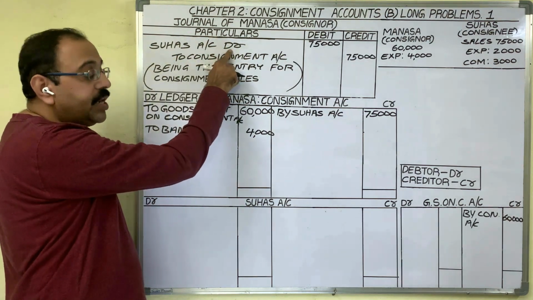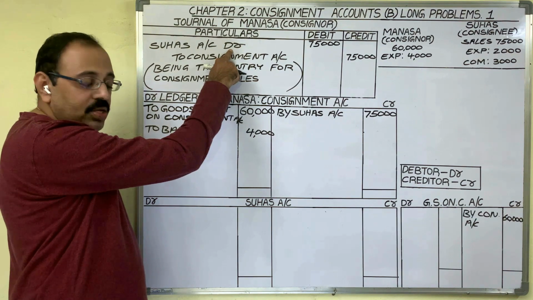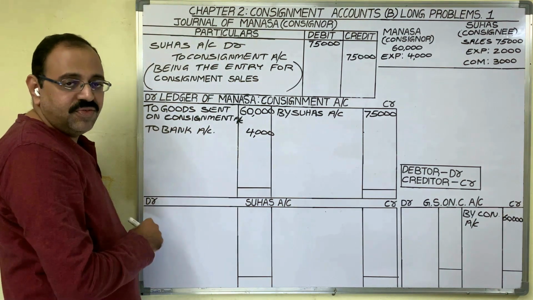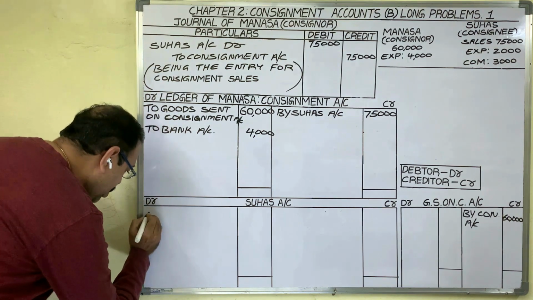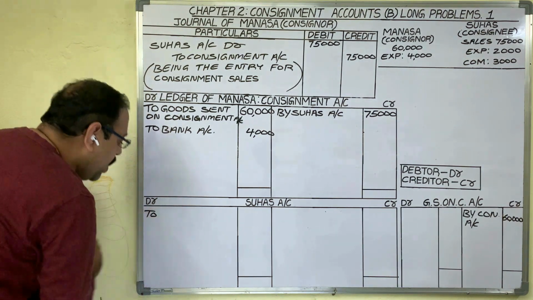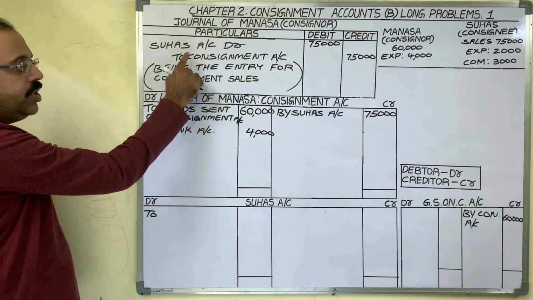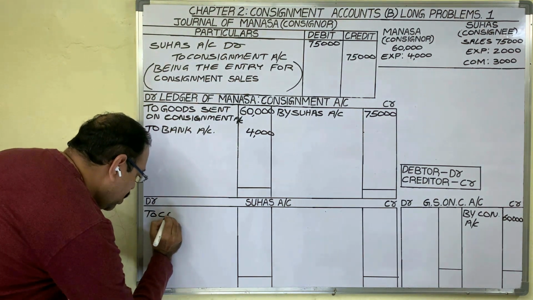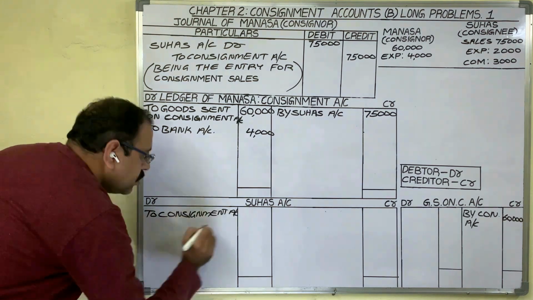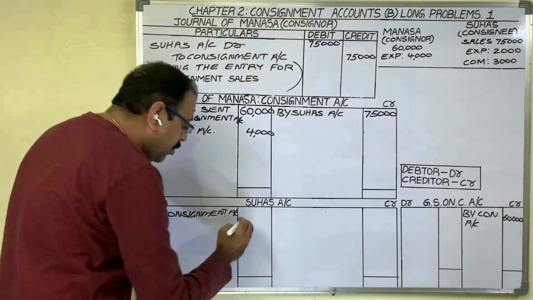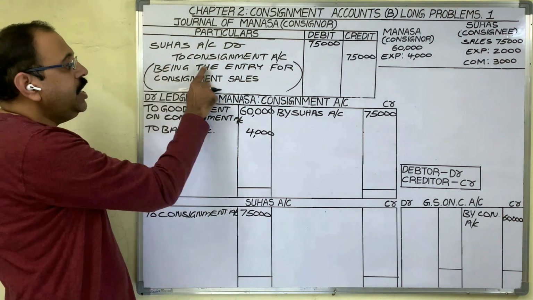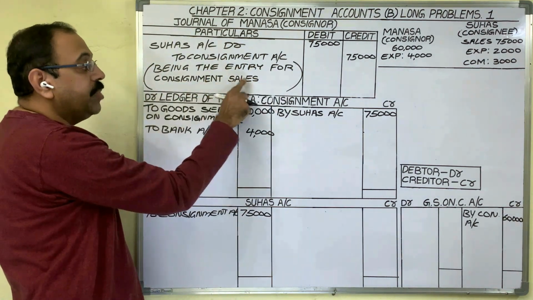Next, let us post in Suhas account. Suhas account is debited in the journal entry. So in Suhas account, debit side we should post this entry. What to write? Other account name. Now other account is consignment account. Write down that account name: To consignment account. Amount is sales amount 75,000 rupees. Narration is being the entry for consignment sales.